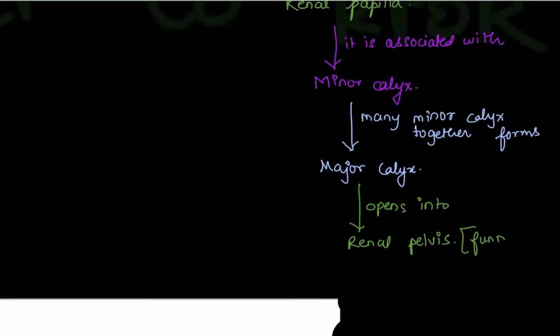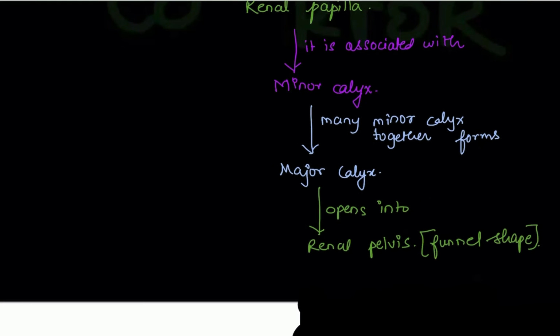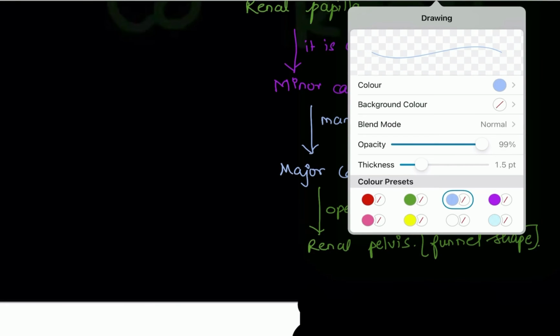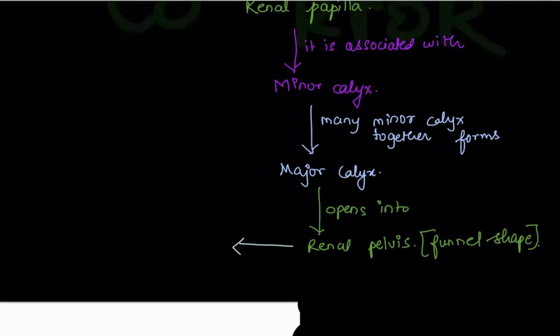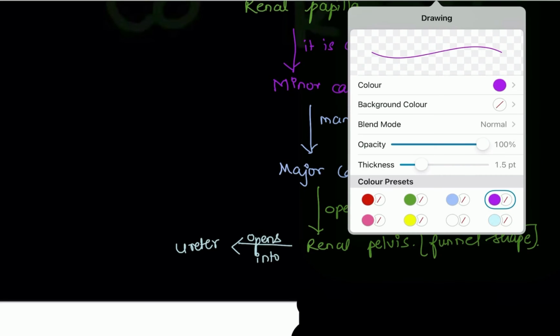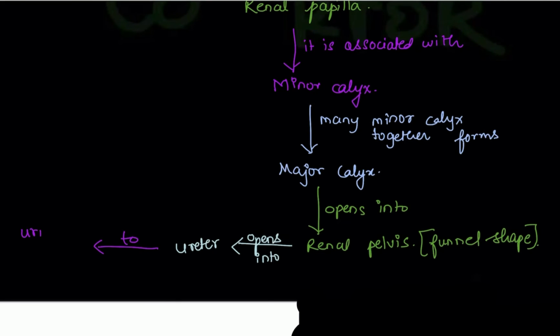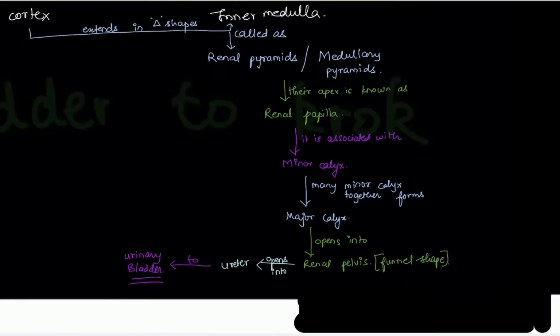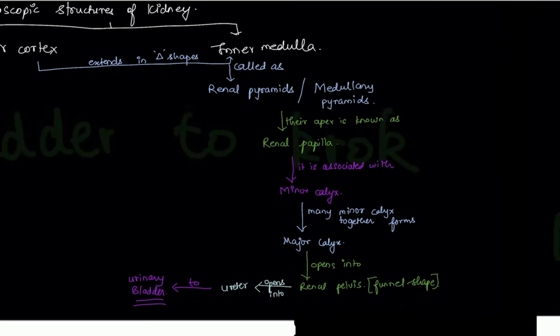Now renal pelvis is funnel shaped. You should know its shape also, so please remember that the renal pelvis is funnel shaped, and this renal pelvis opens into the ureter. It is a tube or a pipe, you can say, which connects the kidney and your urinary bladder. So the urine which is formed in your kidney will be taken by this ureter into your urinary bladder. Kidney's main function is filtration, formation of urine. So urine is stored where? In the urinary bladder. So this was all the passage through which your urine will be formed, and also the major structures of the kidney.